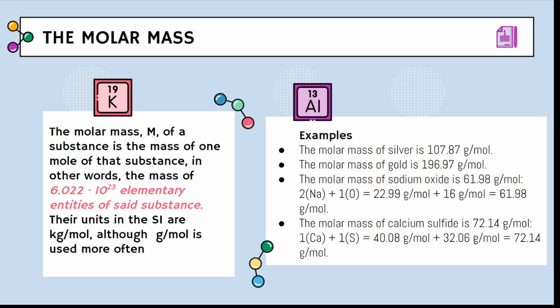Pues si la masa molar de la plata es 107,87 UMAS, o sea, si la masa atómica de la plata es 107,87 UMAS, la masa molar es la masa que tienen 6,022 por 10 elevado a 23 átomos de plata, ¿vale? Las unidades del sistema internacional sería kilogramos por mol, pero esto se usa siempre en gramos por mol. ¿Por qué? Porque un mol de plata pesa en gramos lo mismo que un átomo de plata en UMAS. ¿Ok?